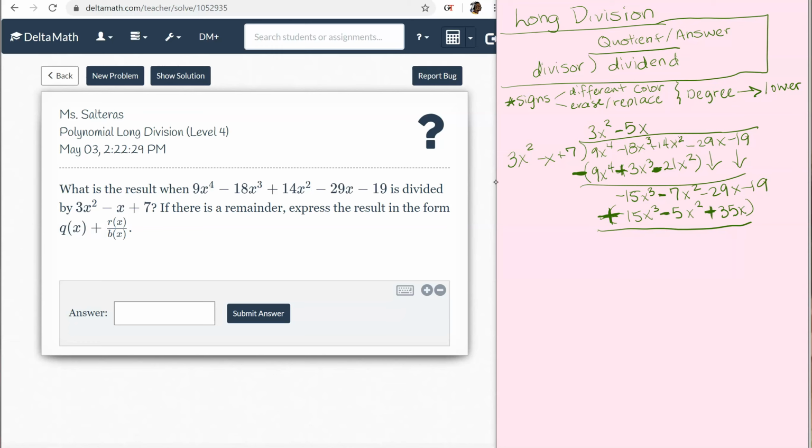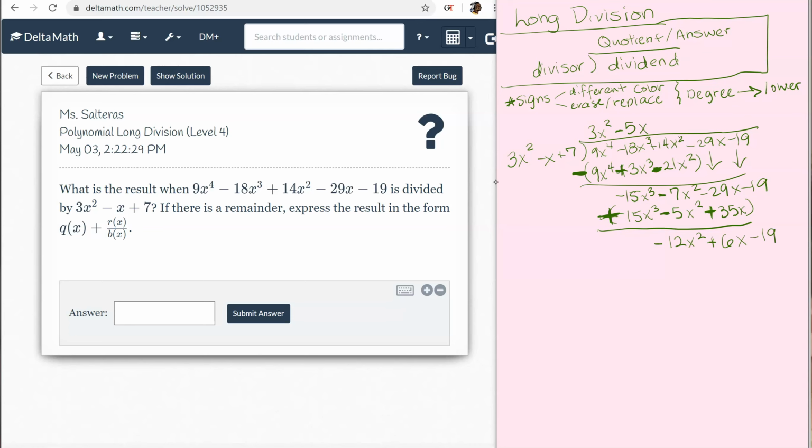All right, so obviously the first terms cancel out. Here we have a negative 12x squared. Here we have a positive 6x, and the negative 19 just comes down for the ride.